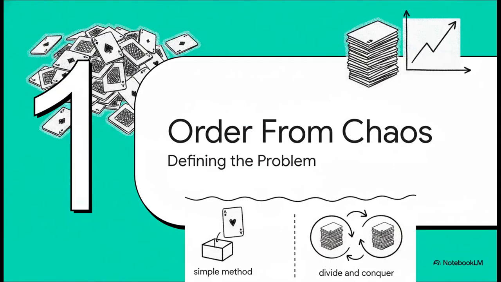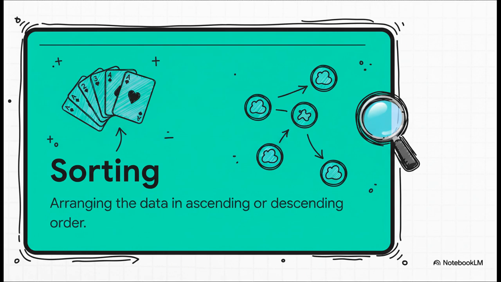So to get a handle on this whole order from chaos thing, we need to know exactly what we're talking about. What does it really mean to take a completely jumbled mess of information and turn it into something that's actually coherent and useful? At its absolute core, the idea is super simple. Sorting is just arranging items in some kind of sequence, like A to Z or smallest to largest. Sounds pretty easy, right? Well, the how, that's where things get really, really cool.